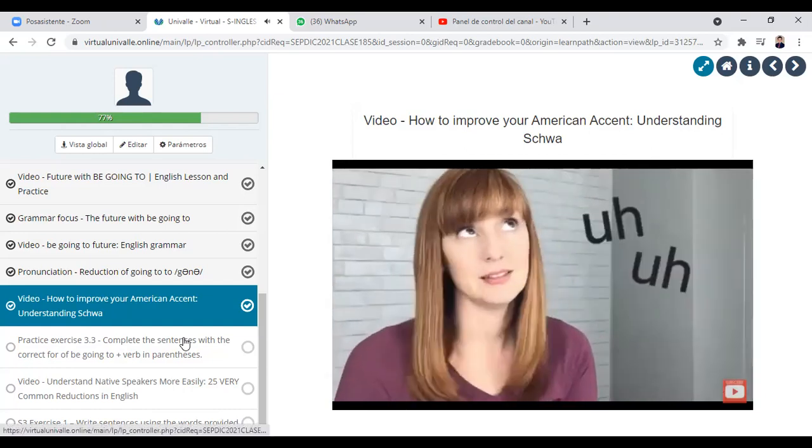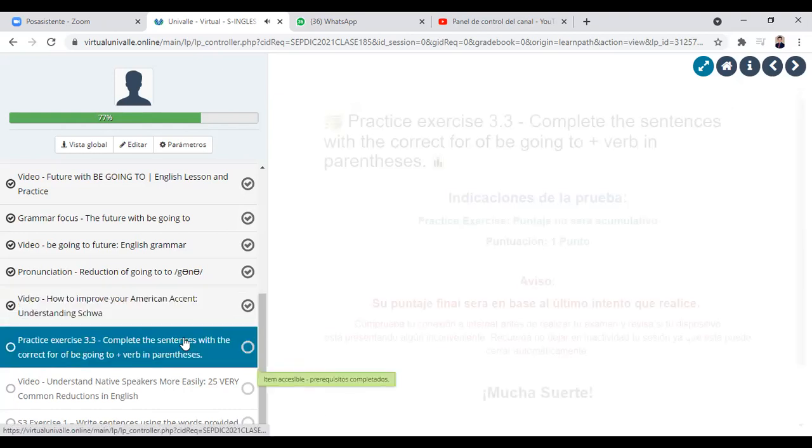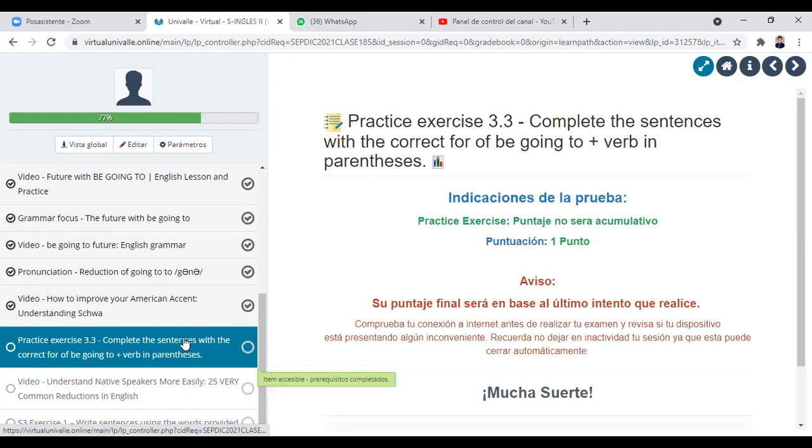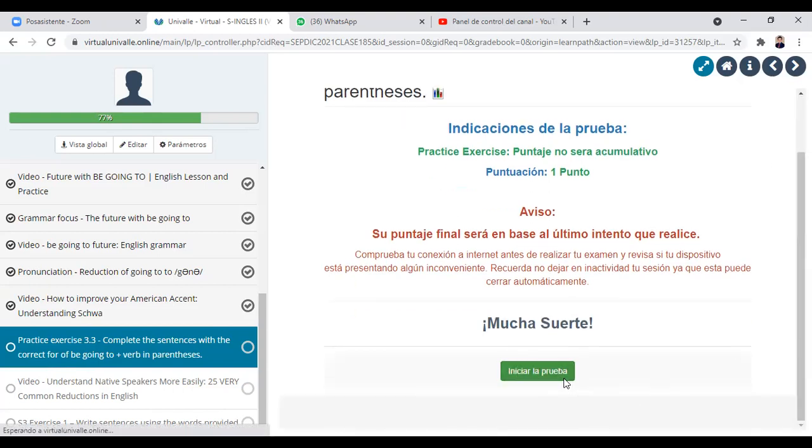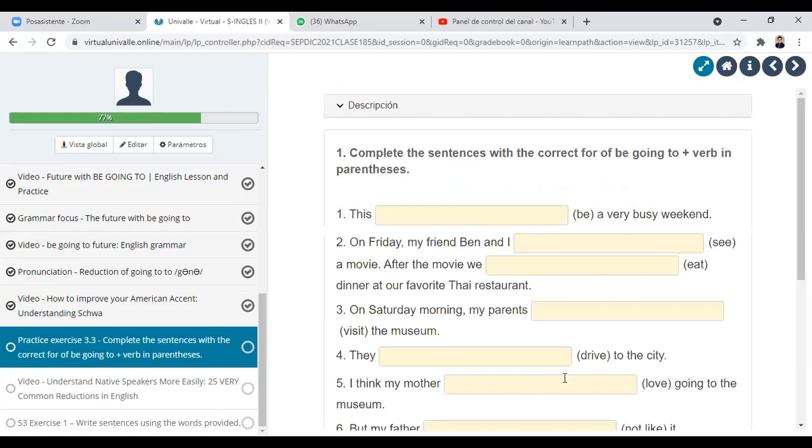And then here, we're going to have another practice exercise to reinforce the previous contents that we've been talking about. And here you're going to complete the sentences with the correct form of be going to plus the verb in parentheses. Okay, so please take a very slow moment to read the instructions carefully, so we avoid some kind of issues that you might have while doing this exercise.